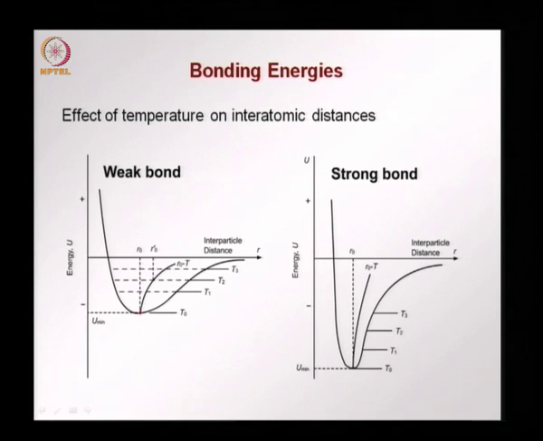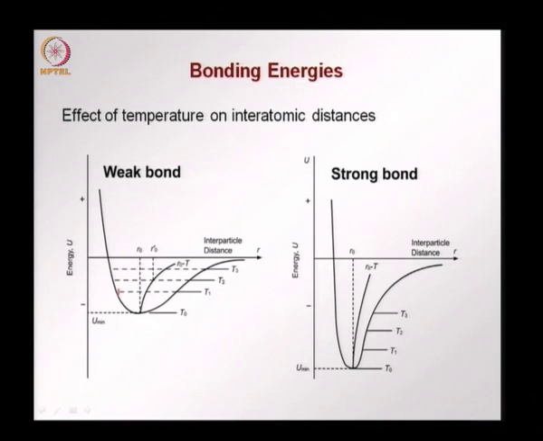At this point there is a unique interparticle distance R0 where U minimum, or the minimum energy, occurs, but at other values of energy we have different possible locations where there is the same energy. So, this means that above this point, which occurs only at absolute 0 temperature, at any other temperature there are many positions or many interparticle separations which give the same energy.